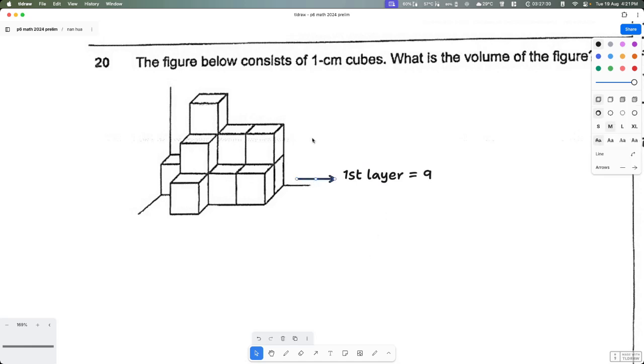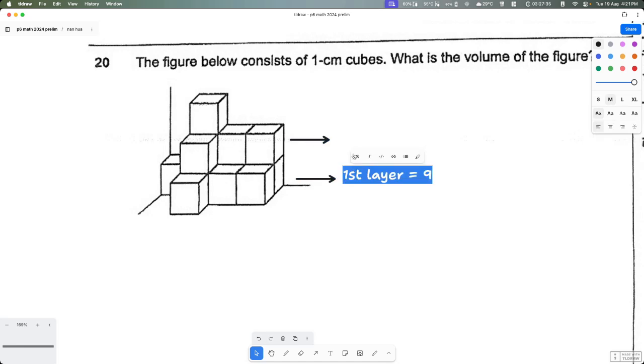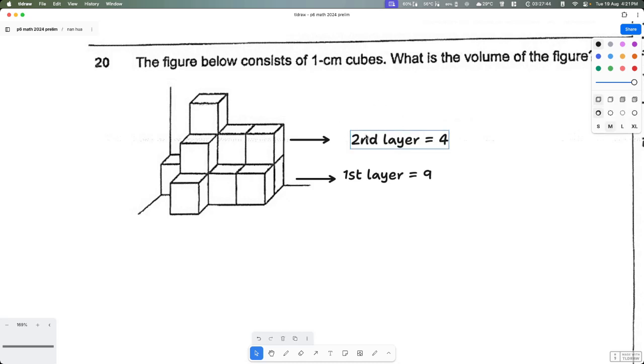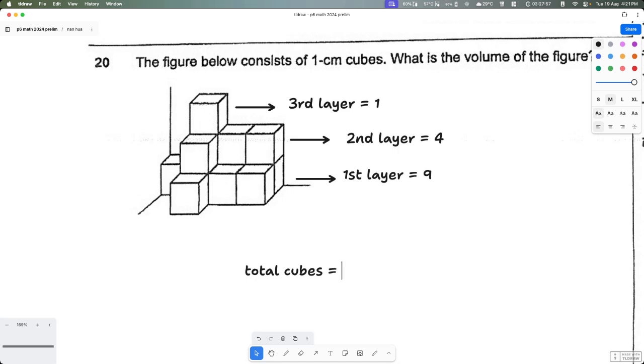Okay, so second layer will be 1, 2, 3, 4. So this should be 4. So this is second layer. And then third layer at the top over here, right? Just one. Third layer, 1. So what's total cubes? Equal to 4 plus 9 plus 1 equal to 14.